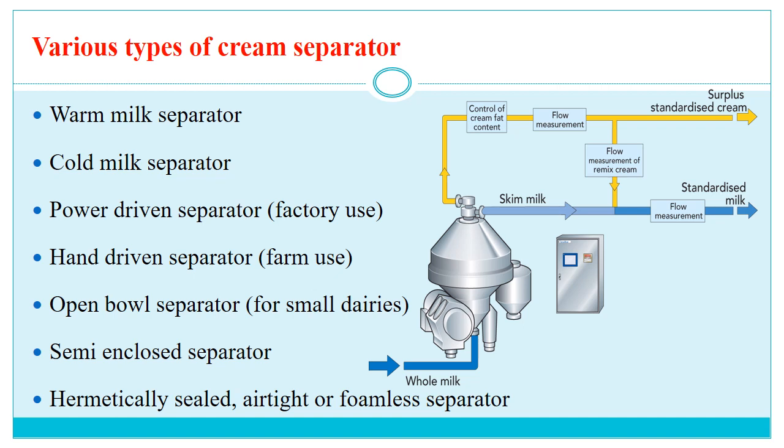In the right side diagram we can see that milk is going into the cream separator and then skim milk is coming out. Later on the cream is going the other way. Sometimes we can produce standardized cream from that, or sometimes we can add specific cream and make standardized milk.